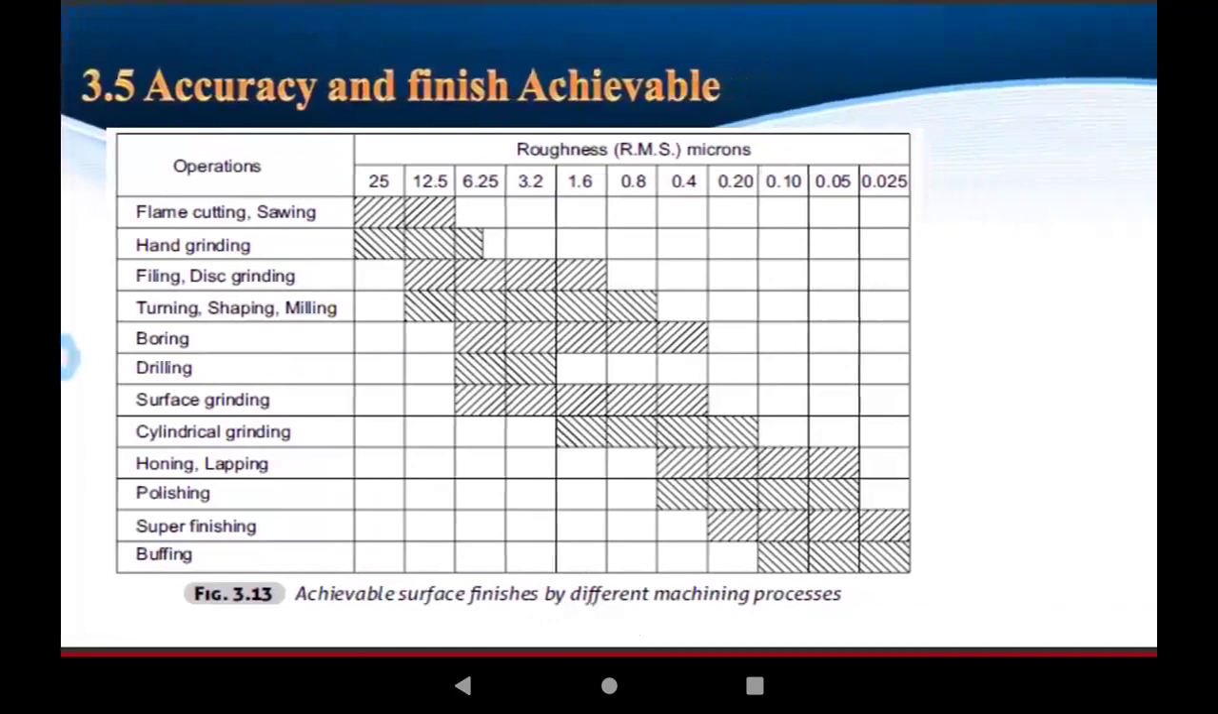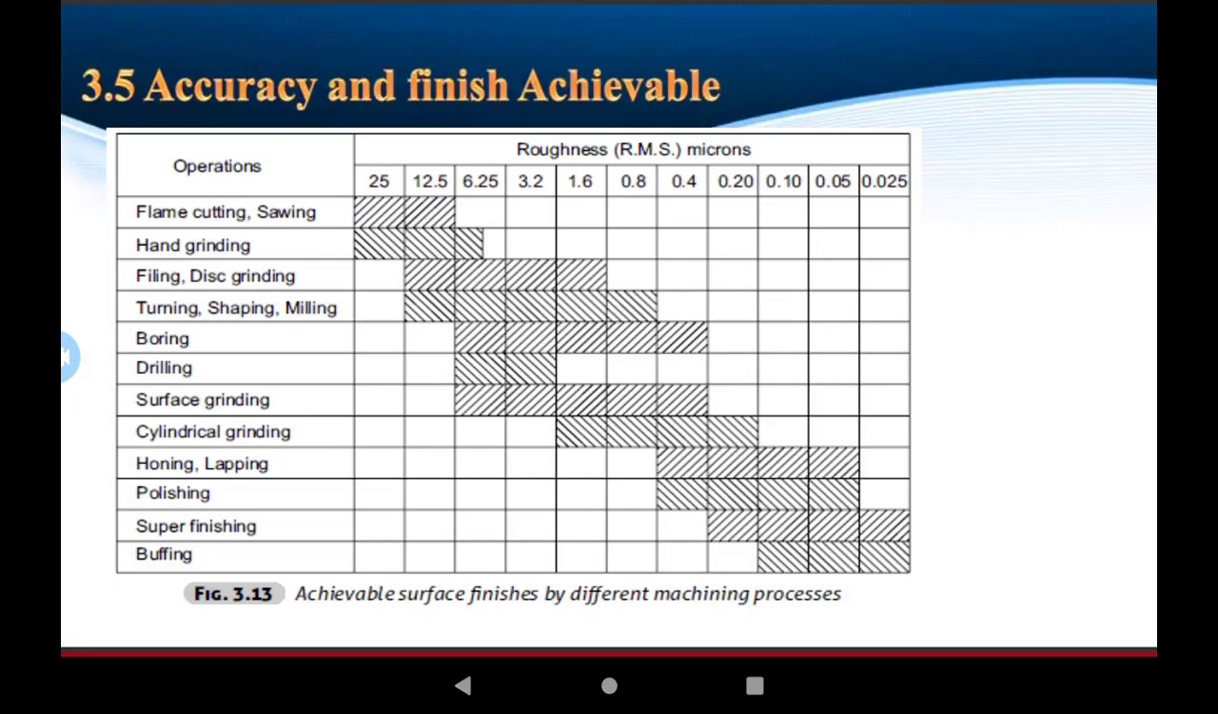The flame cutting operation and sawing operation achieve a surface roughness of 25 to 12.5 microns, a smooth surface finish. Hand grinding is also about 25 to 6.5 micrometers for surface finishing. And filing and disc grinding are also used for a very smooth surface of 12.5 to 1.5 microns. Turning, shaping and milling operations also achieve a very smooth surface of 12.5 to 0.8 microns for surface finishing.